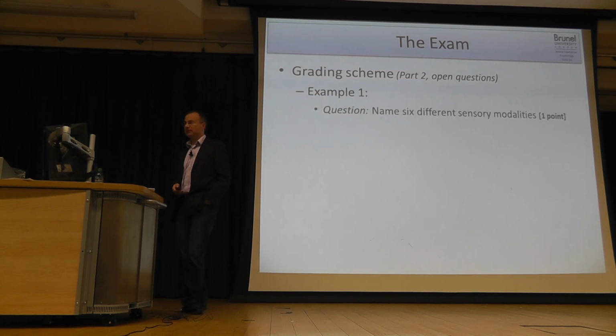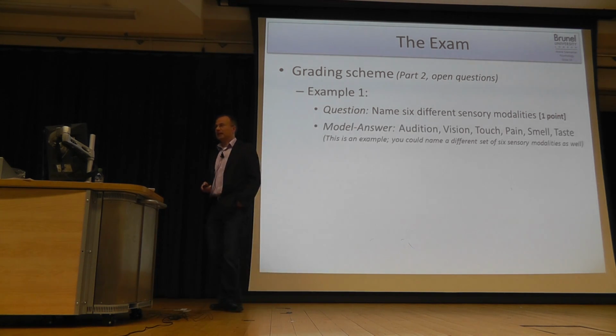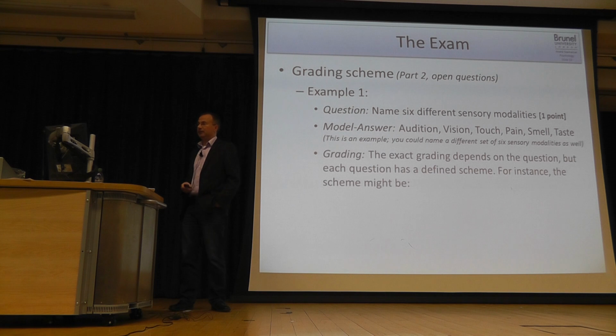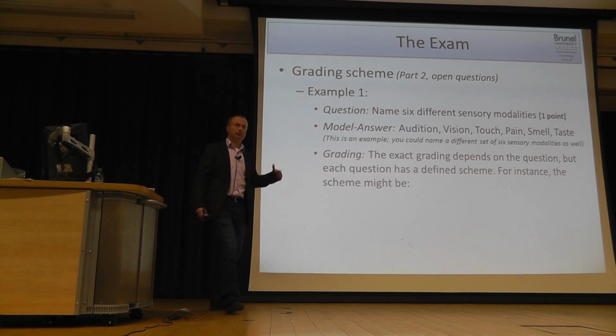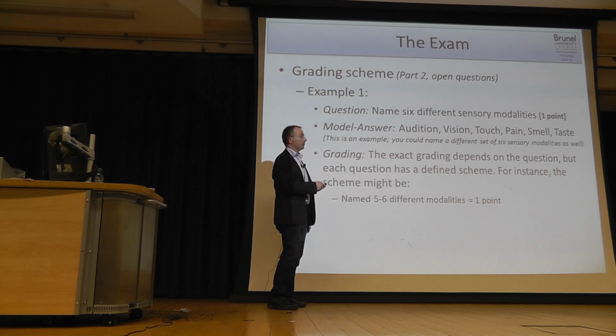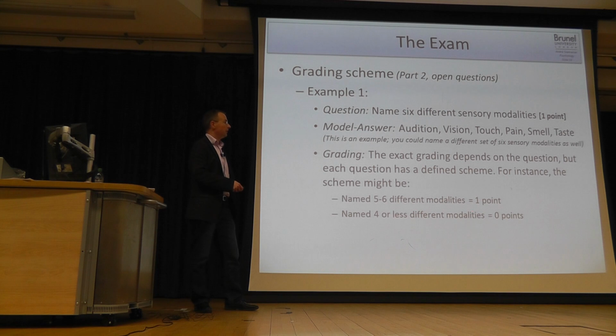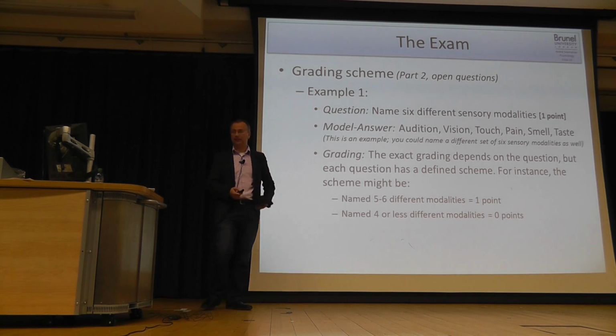So to give you an example again, when we say name 6 different sensory modalities and you get 1 point for that question, then a model answer may be any set of 6 different modalities. And the grading scheme differs from question to question, but in this example, it may be that if you named 5 or 6, you get the whole point. If you named only 4 or fewer, then you don't get the point. Something like that. It will work.